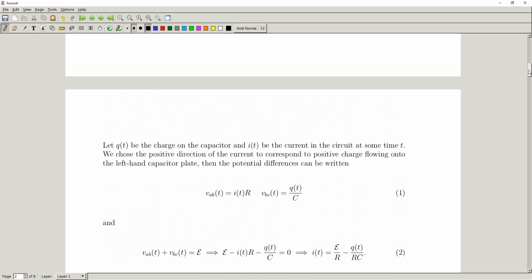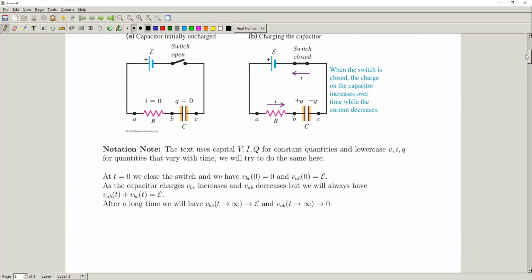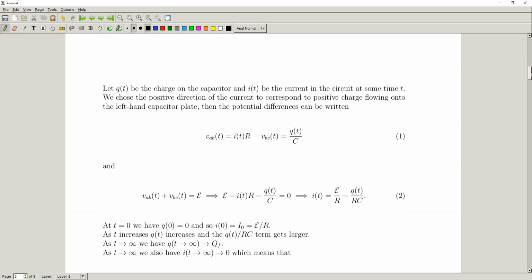So let's quickly take a look at this again. We can see that our positive charge is going to come off of our positive terminal, and it's going to flow onto this plate, onto the positive side. We're going to call this counterclockwise direction the positive direction of our current. So the current flows onto the plate that way. That'll be our positive direction.